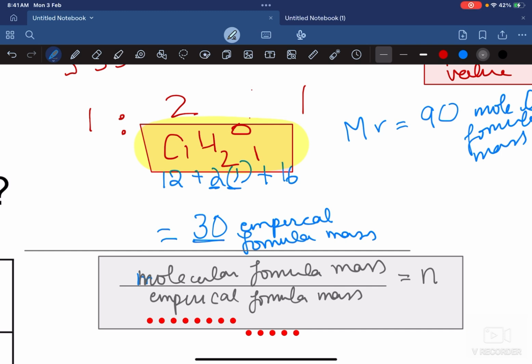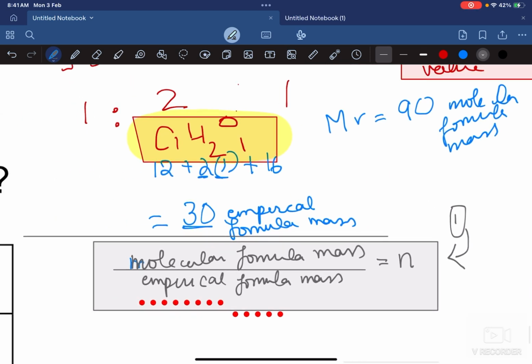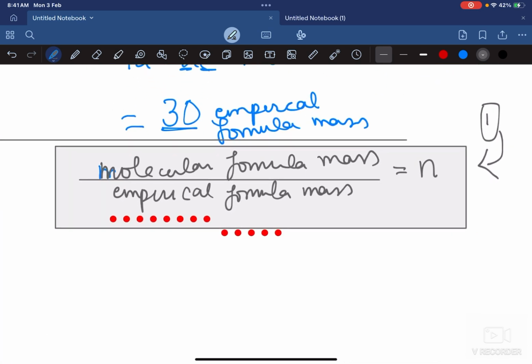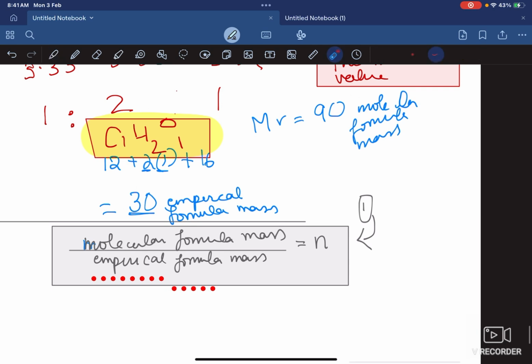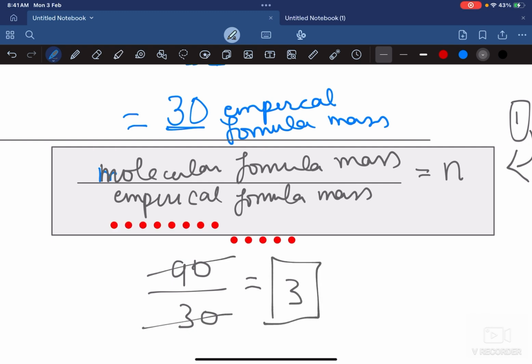Now I'm telling you step by step. The first step is do this thing. Divide your molecular formula mass by your empirical formula mass and you're going to get a term n. तो सबसे पहले हम अपना n निकालते हैं. Just learn these steps by heart. हमारा molecular formula mass हमने ऊपर ये निकाला था, which was निकाला नहीं था, it was given in the question, which was 90, divided by the empirical formula mass जो हमने खुद generate किया वो है 30. So 90 divided by 30 is going to give you 3. 3 is the value of n.